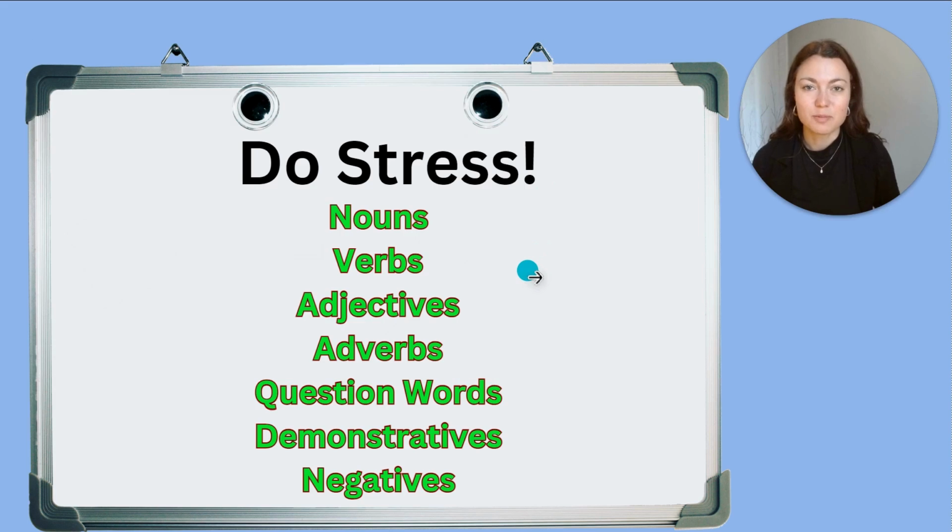Nouns and verbs are pretty familiar to most people, as are adjectives and adverbs. By question words, this would be who, what, where, why, when, how, if they're used in the sense of asking a question. Demonstratives: this, that, these, and those. We do put that stress emphasizing those words. And lastly, negatives in the sense of no, not, or contractions. If we're saying do not, or I don't, I cannot, I can't, that gets stressed in the sentence.